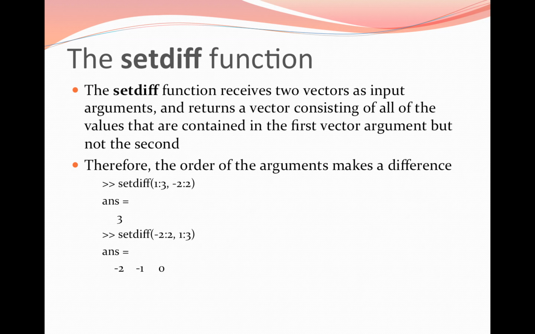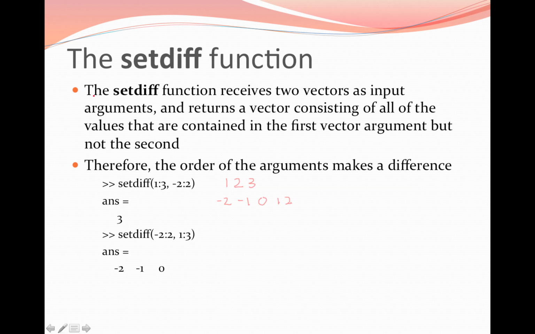The setdiff function receives two vectors as input arguments, and it returns a vector consisting of all of the values that are contained in the first vector argument, but not in the second. Therefore, the order of the arguments makes a difference. So here we have two vectors. We have the vector consisting of 1, 2, 3, and we have the vector consisting of -2, -1, 0, 1, 2.